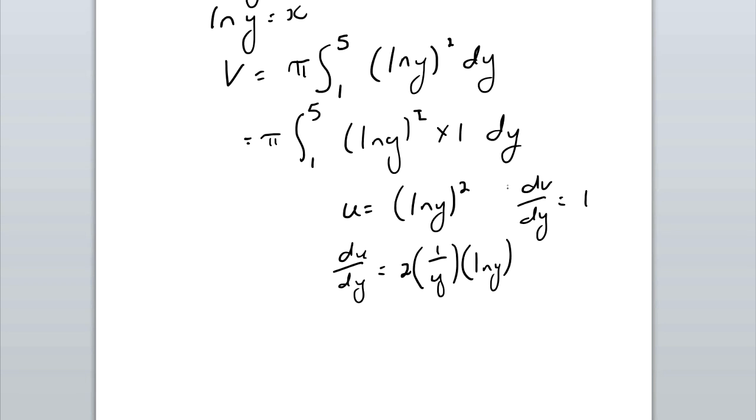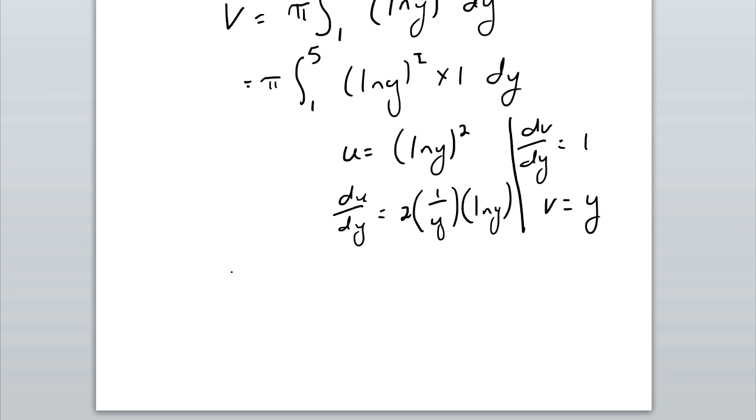dv dy on the other hand, I am going to integrate. So if I integrate dv dy, then I'm going to say v is equal to y, because I'm integrating in terms of y. Now if I want to set up my integration by parts, I'm going to say this is equal to pi, and I'm going to have a nice big bracket here, and my inner bracket is always u times v. So in this case it is y multiplied with ln y squared, close my internal bracket.